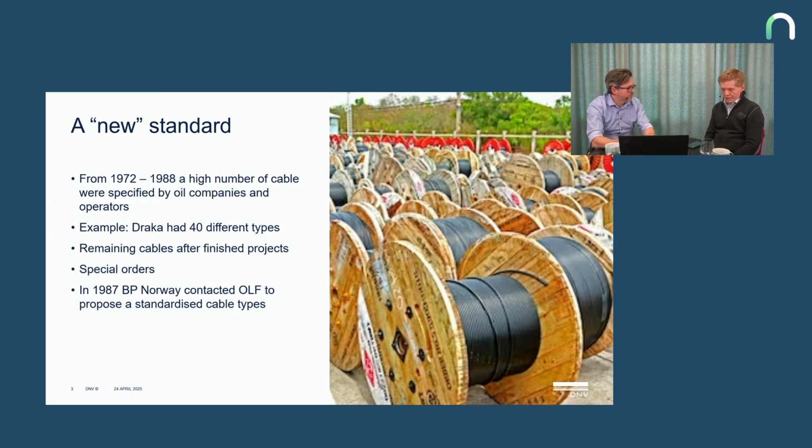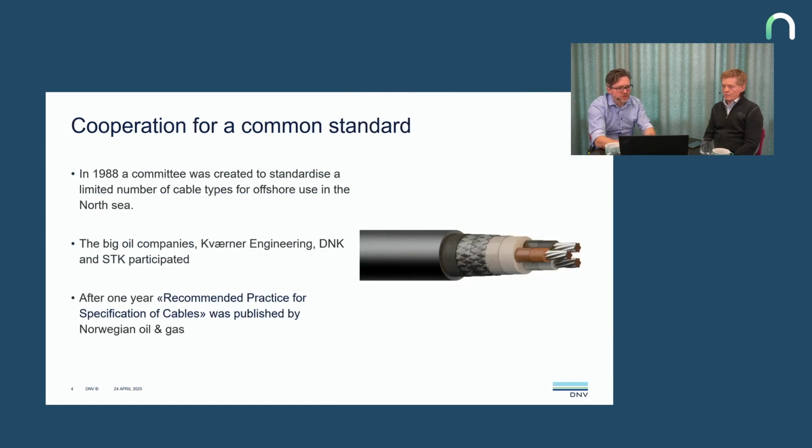So therefore, let's say Draka, Norsk Kabel, they had 40 different types. And in 1987, BP Norway, they wanted to have a solution for this, and they suggested to start the work to make a standardization for the cable types. So was this only a problem in Norway, not in other parts of the world?